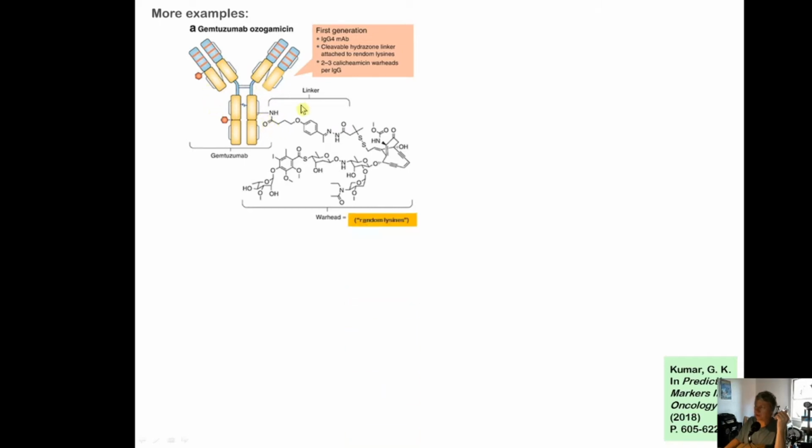Okay. Also, it says random lysines. This paper is actually a book, Predictive Markers in Oncology, 2018. I think it's kind of an expensive book, but it is one of the sources on antibody drug conjugates. There's a lot of published literature in the peer-reviewed literature that you can just download. Okay, so this is also called Mylotarg.